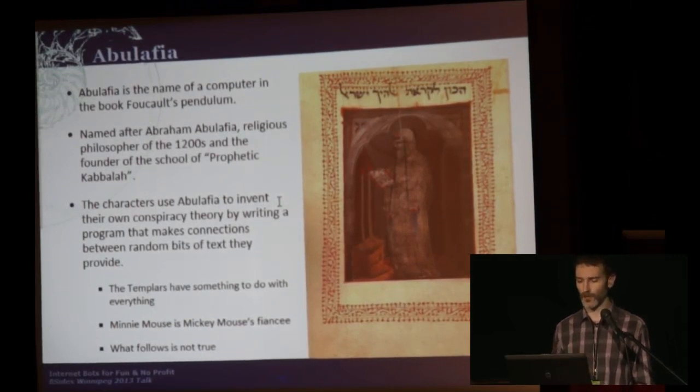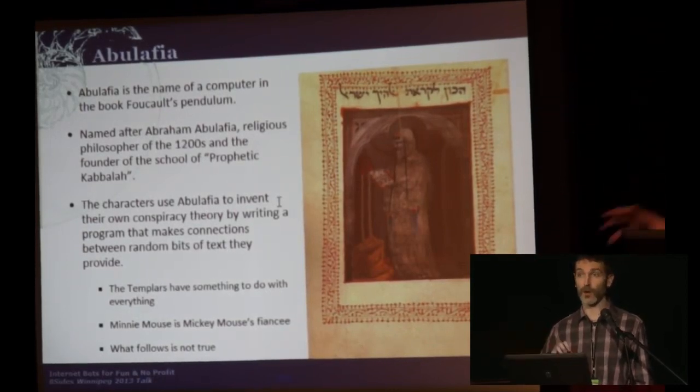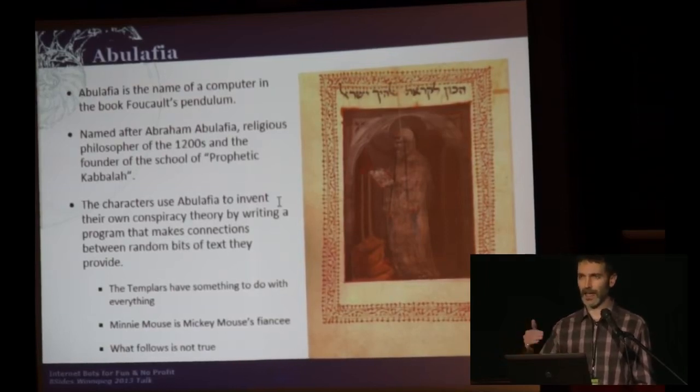It's a group of publishers, and they're inputting random bits of text into this computer. And they're having the computer make connections, basically pulling out random text that they've inputted and lining it up together. So they put in information like the Templars have to do with everything, and Minnie Mouse is Mickey Mouse's fiancée. Or logical operators like what follows is not true. And they watch as it pulls out these random bits of information, and the conspiracy theory it ends up coming up with ends up happening to them.